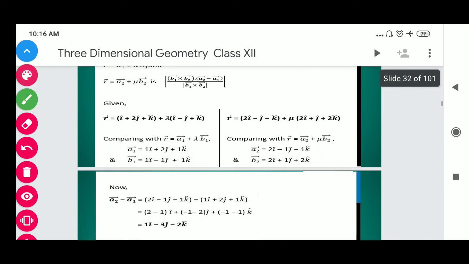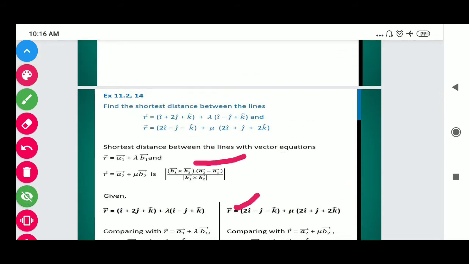Students, this type of question has already come in CBSE 2019. So students, this is a very important question.